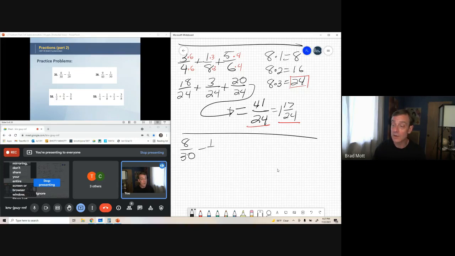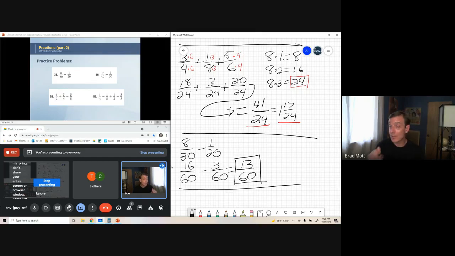8/30 minus 1/20. The lowest common denominator is 60. Yep, because 30 times 2 is 60, which 20 also goes into. So 30 times 2 is 60, so 8 times 2 is 16. 20 times 3 is 60, so 1 times 3 is 3. 16 minus 3 is 13 over 60. And that is in its simplest terms. So 13/60 would be the answer.